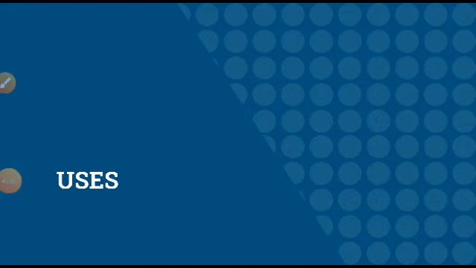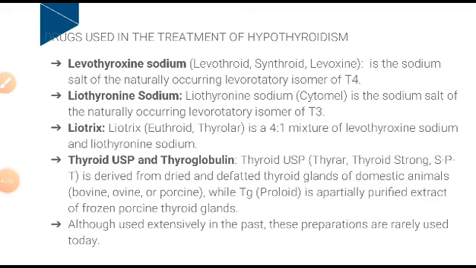Now we'll move on to the uses of thyroid hormones. There are drugs which are used in the treatment of hypothyroidism. So here we have levothyroxine sodium, liothyronine sodium, Liotrix, thyroid USP and thyroglobulin. So these are the drugs used for the treatment of hypothyroidism. Later we'll discuss in detail.